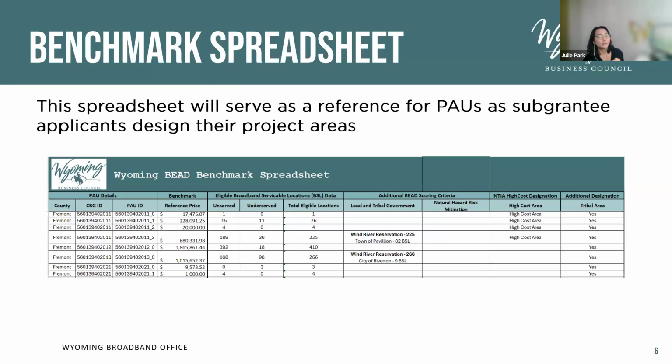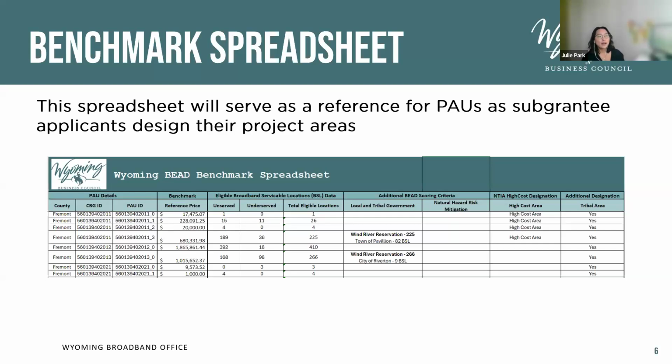And then for the natural hazard risk mitigation, in this example, none of these PAUs happen to be classified as high risk, but if it were to say high risk, you would know that the project area includes high risk PAU and that an additional narrative is going to be required as part of the scoring criteria.